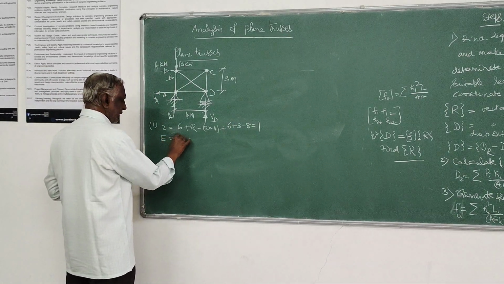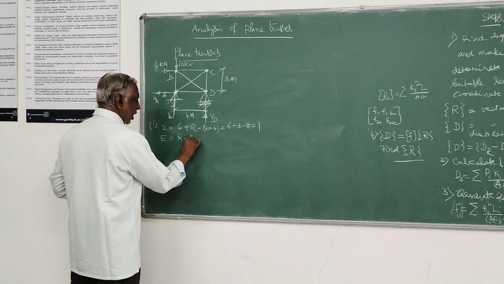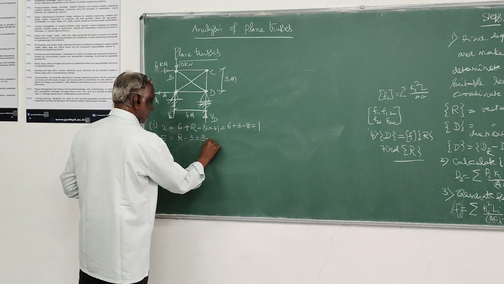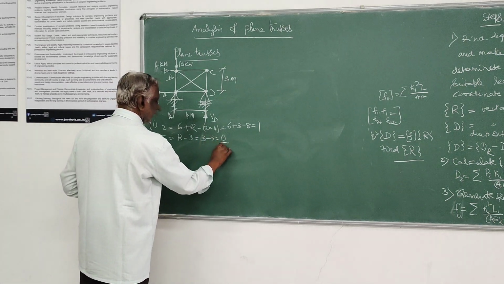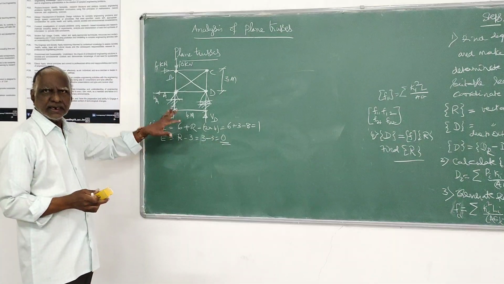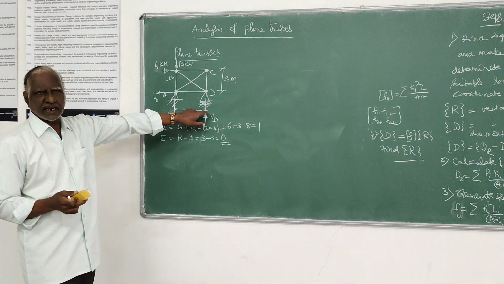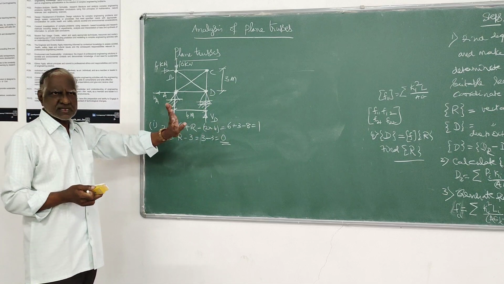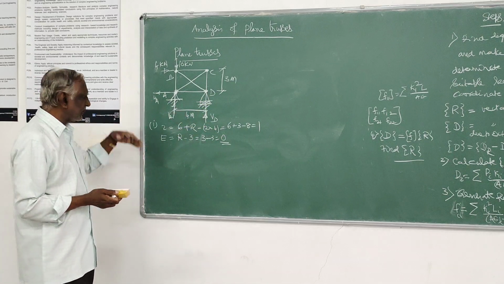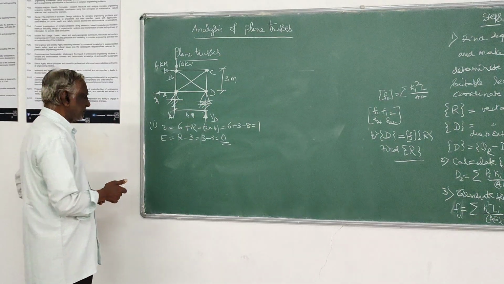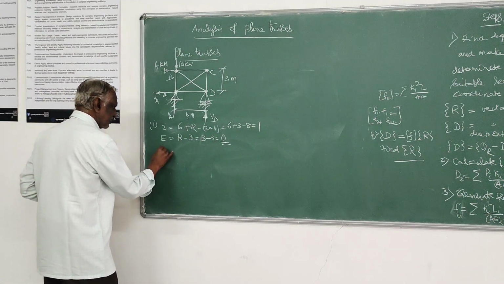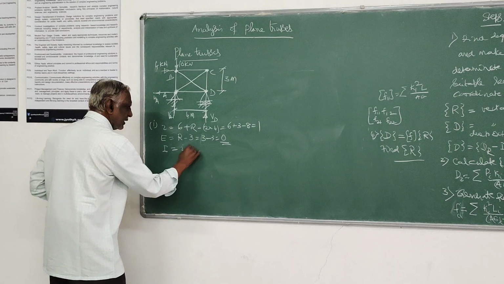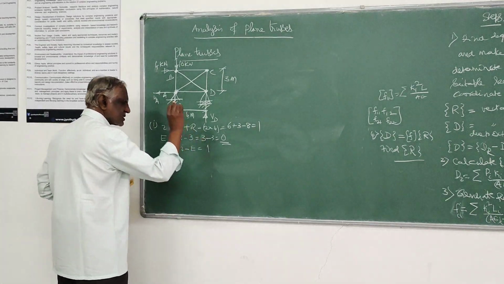Degree of external indeterminacy is r minus 3, that is 3 minus 3, it is 0. That means it is externally determinate. All the 3 reactions you can determine by applying the 3 equations of equilibrium. 3 equations are available, so all 3 external reactions can be easily determined. So E equals 0, and internal indeterminacy will be I equals 1 minus 0, that is 1.